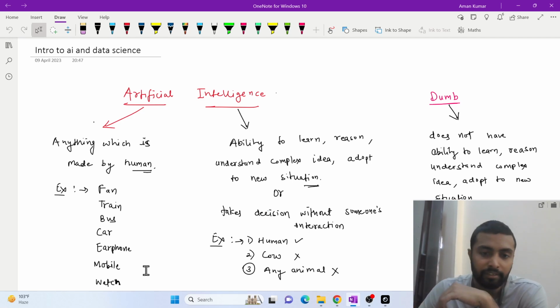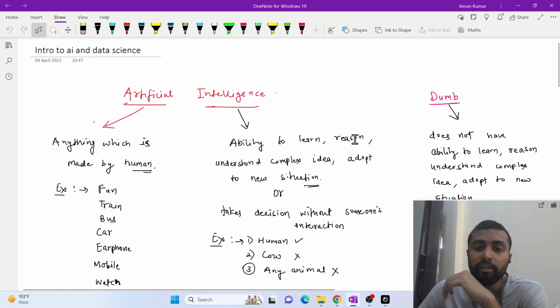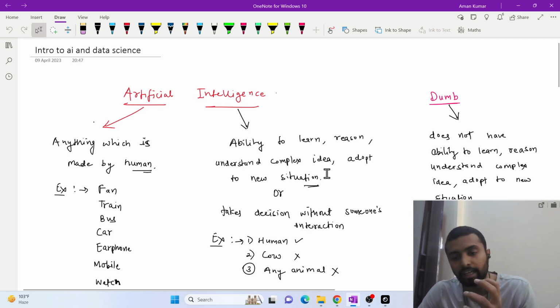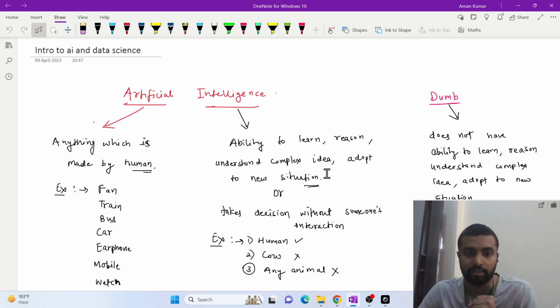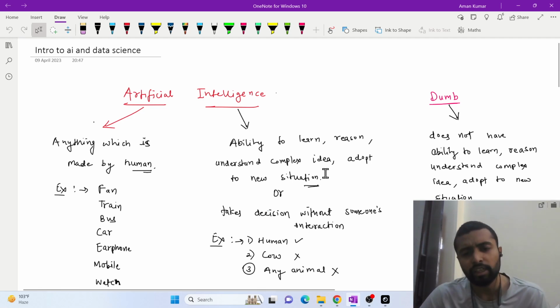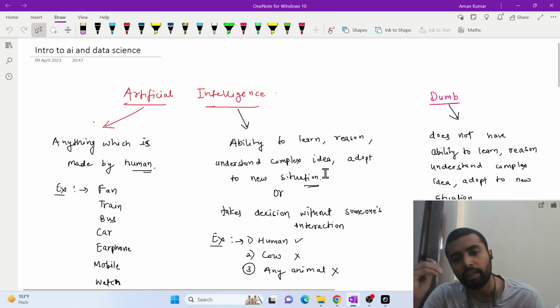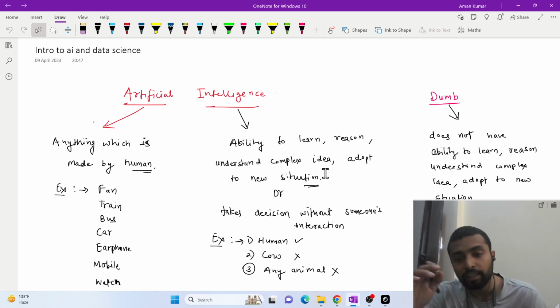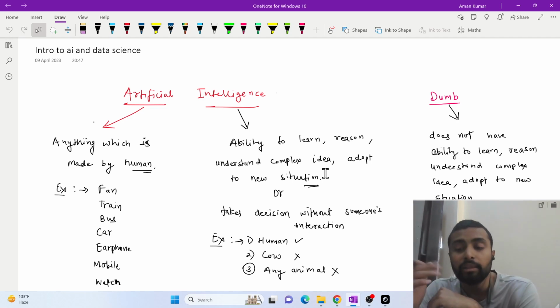For example, as I have written here: ability to learn, reason, understand complex ideas, adapt to new situations. When these qualities are in someone, we can say they are an intelligent person. So why are we talking about the ability to learn, reason, and understand complex ideas? Because, let's say someone is able to solve a complex mathematical problem.